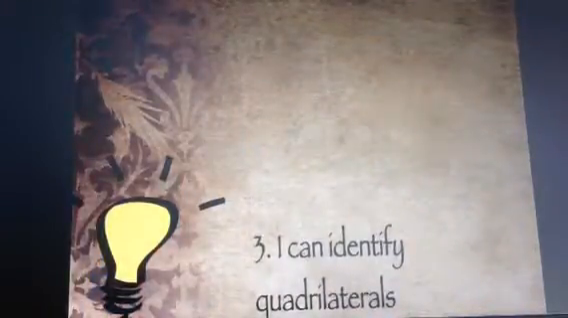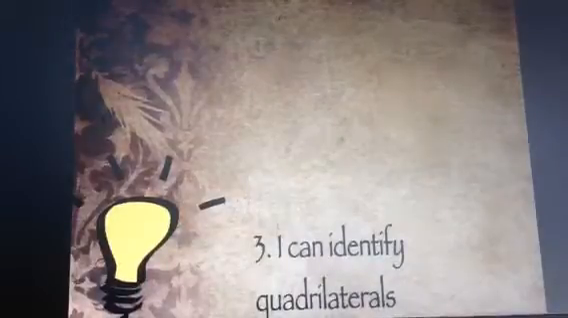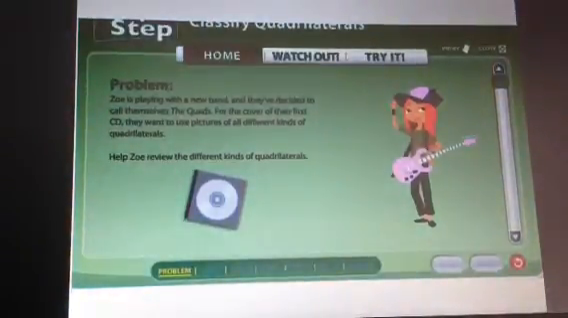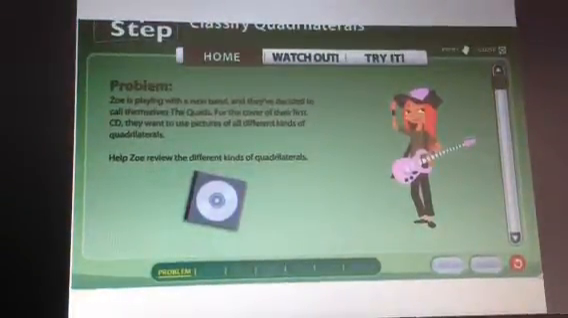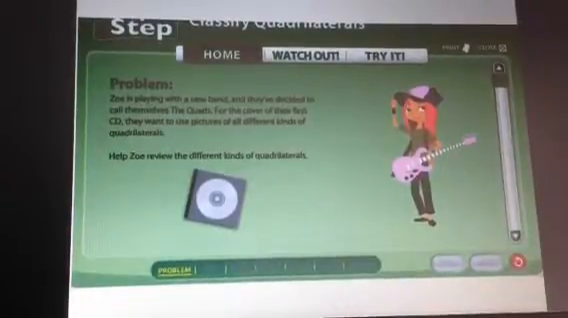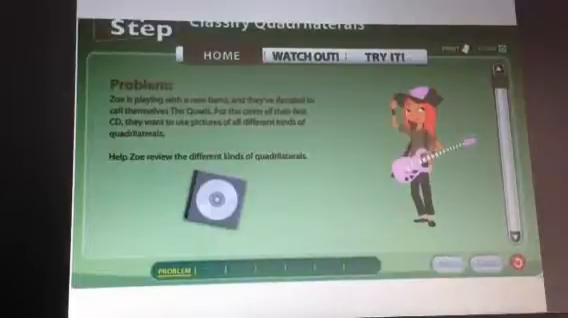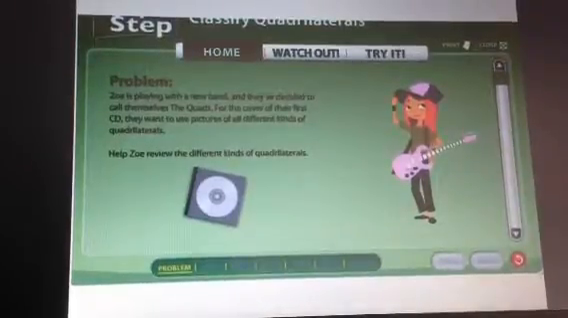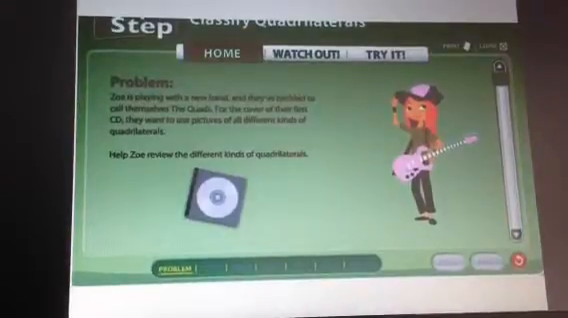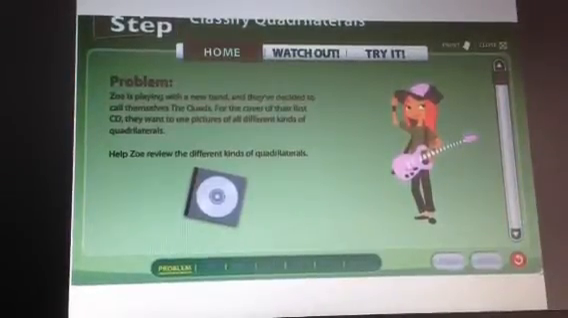And now we're going to move on and do a study jam together about identifying quadrilaterals. Zoe is playing with a new band, and they decided to call themselves the Quads. Sam tried to convince her to use different quadrilaterals for the cover of their first CD. Not sure if that's a cool idea, but let's see. Let's show Zoe each of the different types of quadrilaterals she can choose from.